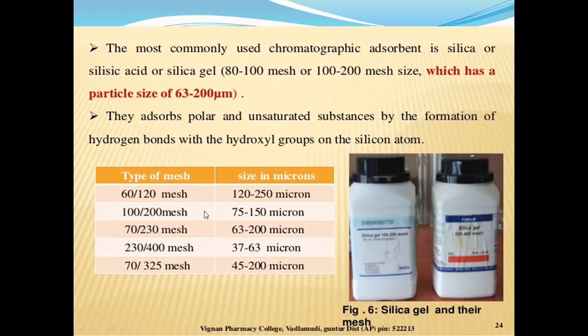And this is the type of mesh. Mesh means a sieve; we sieve this powder using a mesh. So these meshes are useful to select or separate and get this size of silica gel particles or stationary phase particles.